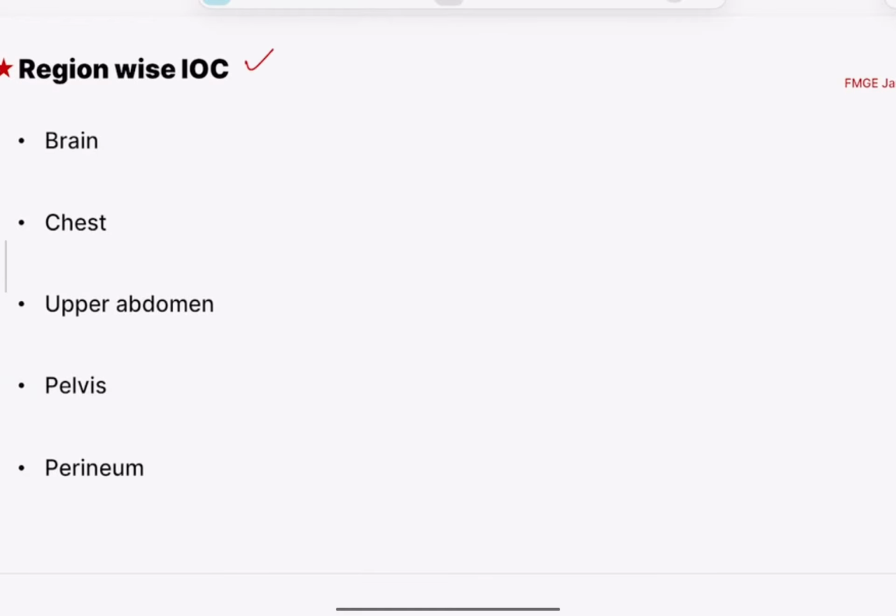Region-wise investigation of choice. For brain, if you want to have a look at the brain, MRI gives you more detailed and better images, differentiating grey matter from white matter, right? But if it is a patient of head injury, then non-contrast CT, to look for acute hemorrhages, there is EDH, SDH, to look for fractures.